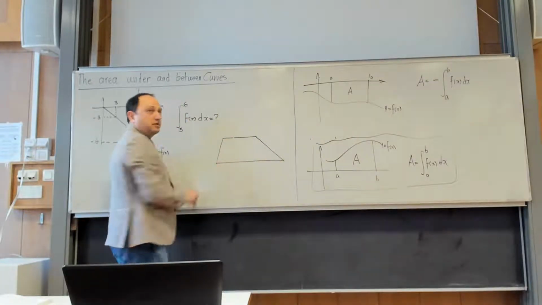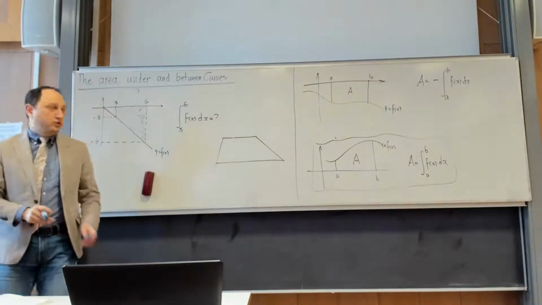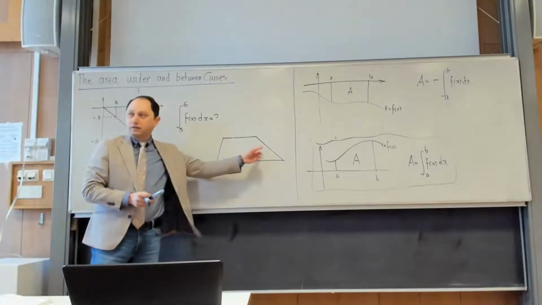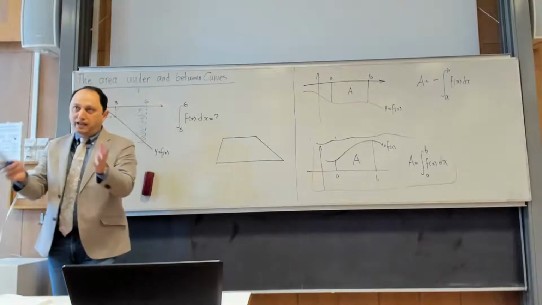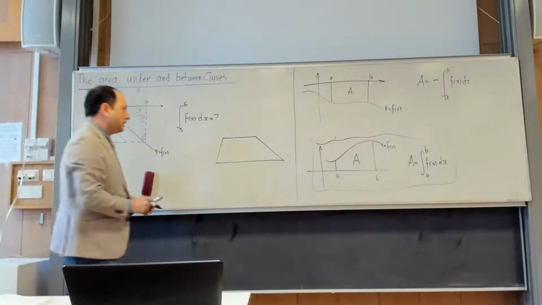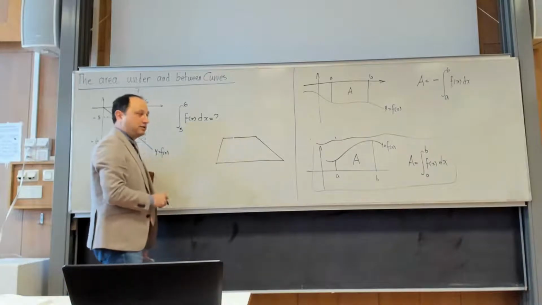Two of them are parallel. Yes, we don't care about the other pair, whether they are parallel or not. If they are also parallel, then it becomes a rectangle. So a rectangle is a particular form of a trapezoid. But if you want to calculate the area of the trapezoid, how do you calculate it?